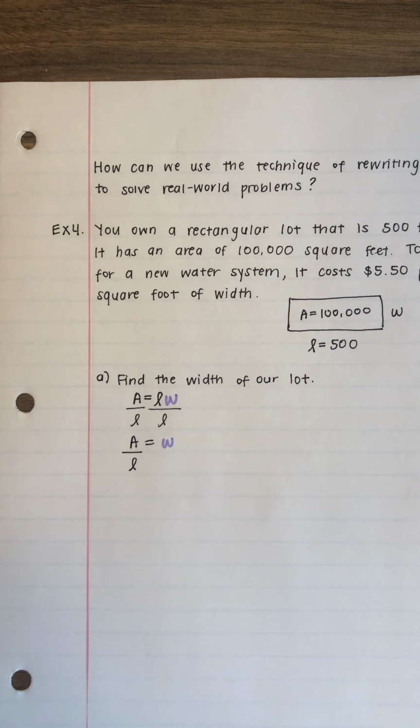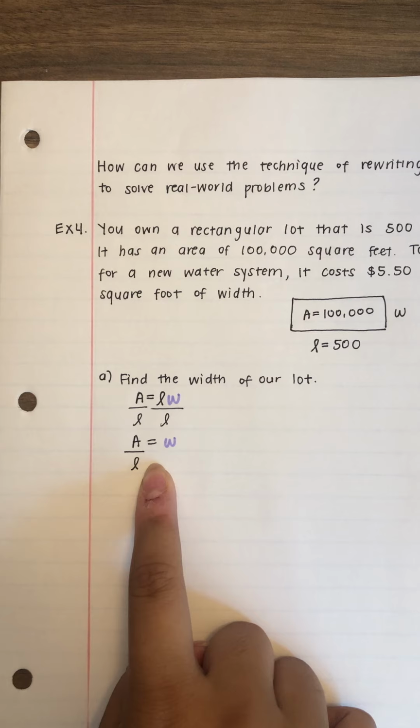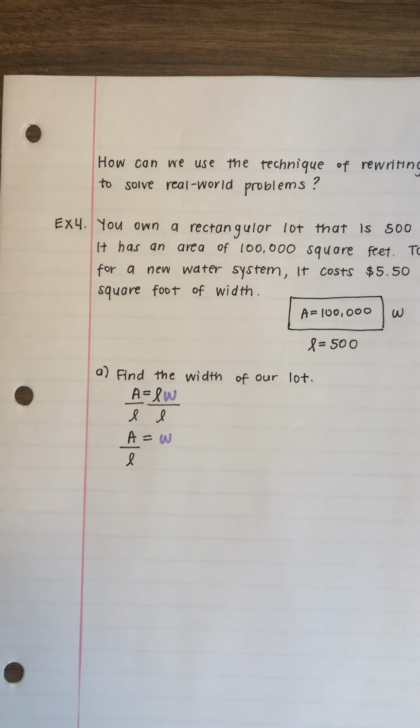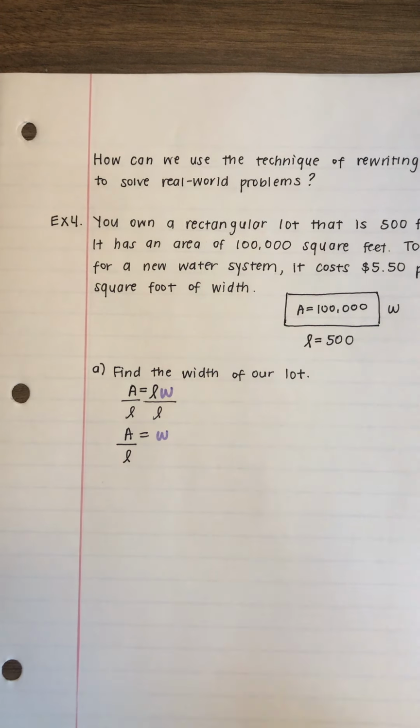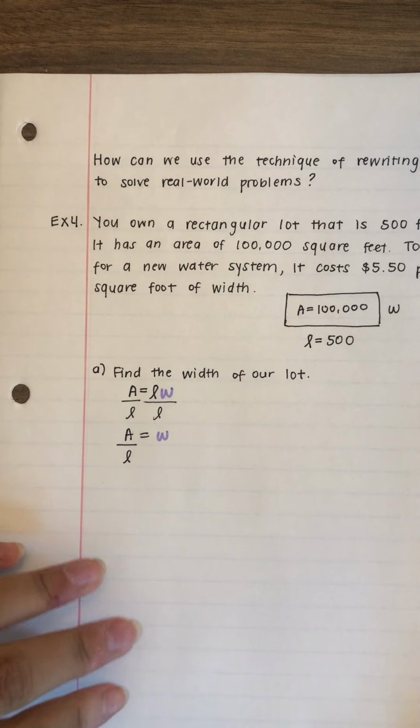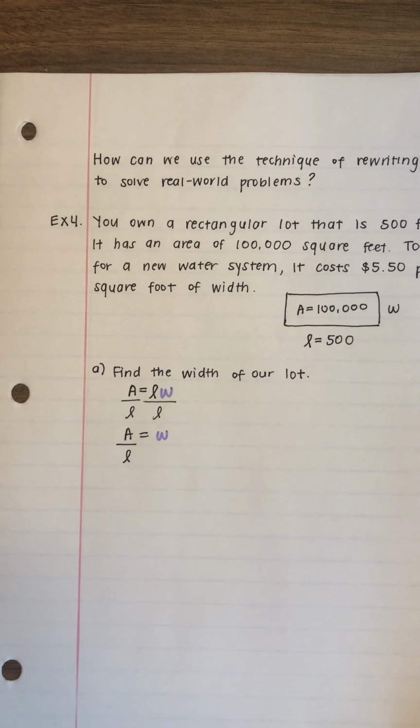At this point, go ahead and pause the video. Is this right here, A over L equals W, the width of our lot, or do we need a number? Do we need our width in terms of variables or in terms of numbers? So when we are finding the width of our lot, we need that in numbers.